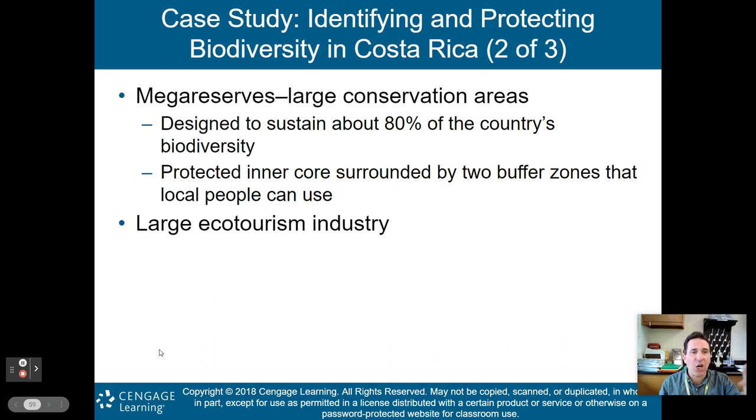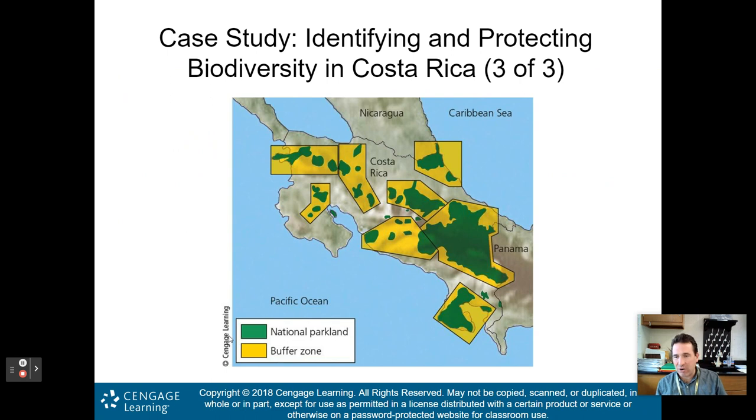They have mega reserves. These are large conservation areas designed to sustain 80% of the country's biodiversity. Again, they have a protected inner core surrounded by two buffer zones that local people can use. And again, they realize that they can make much more money in their ecotourism industry than by cutting down or destroying their terrestrial biodiversity here.